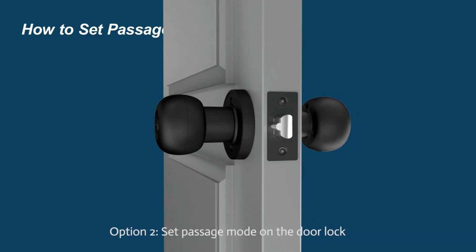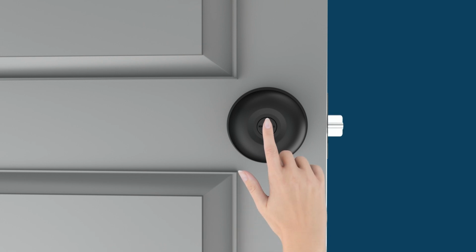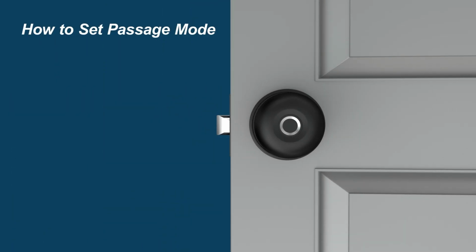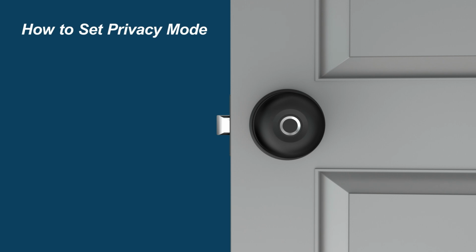Option 2. Set passage mode on the door lock. When unlocked, press and hold the set button for 2 seconds. Please note, if you unlock the lock, fingerprint or app, or press the set button, the passage mode will be turned off. How to set privacy mode?